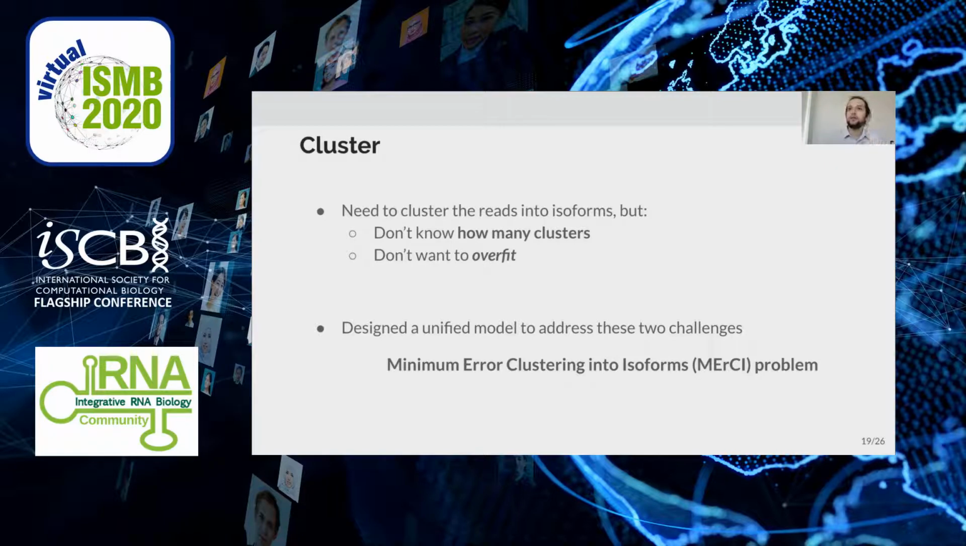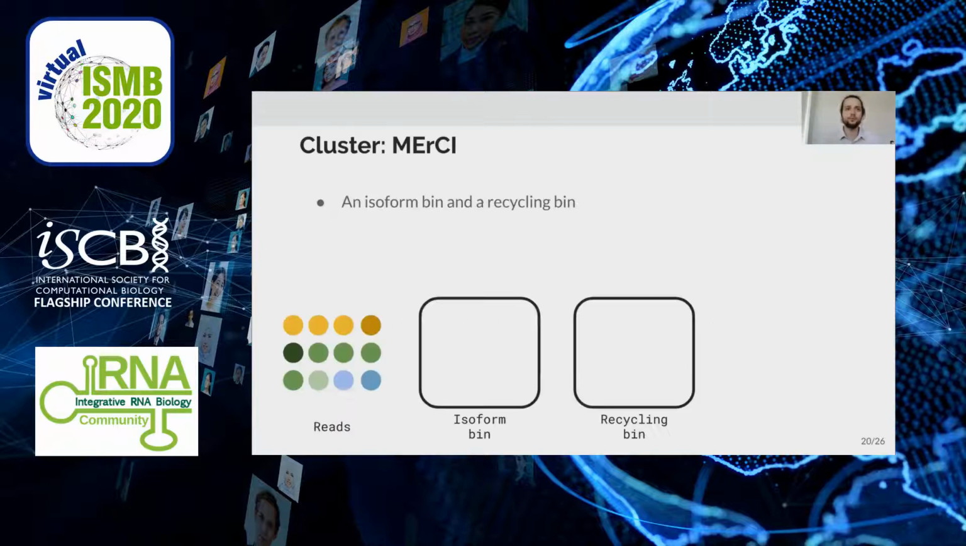So after this, we do the clustering. In clustering, just as an overview, we want to cluster our reads into isoforms. However, we don't know how many clusters we have because we're not using any annotation. And we don't want to overfit because we know that the underlying technology has noise. So what we came up with is a unified model that addresses these two challenges together. And we call this the minimum error clustering into isoforms, or MERCI, problem.